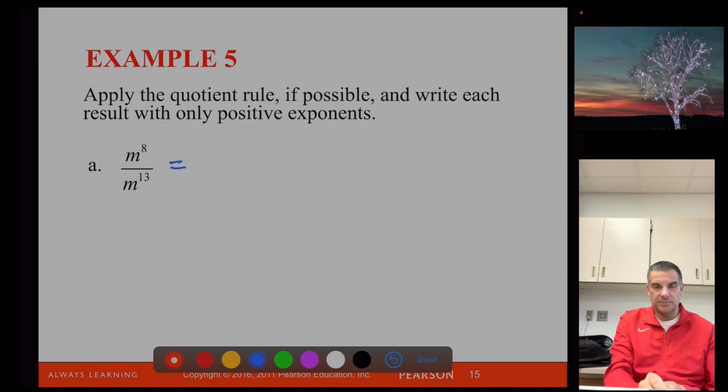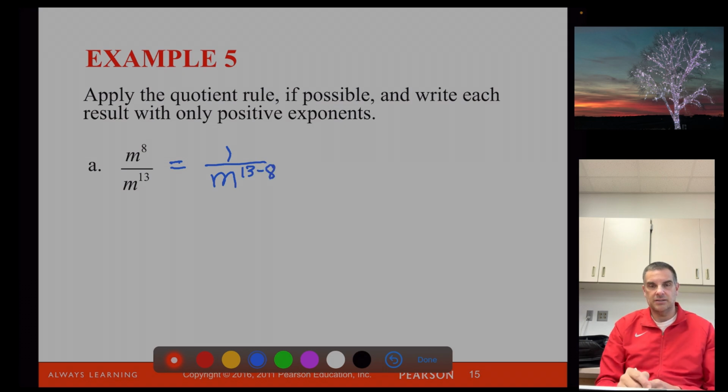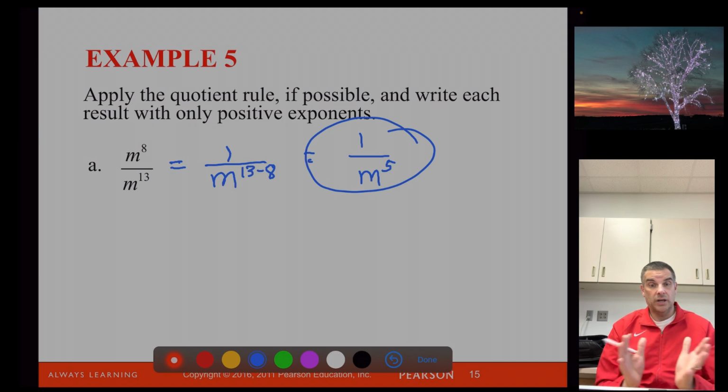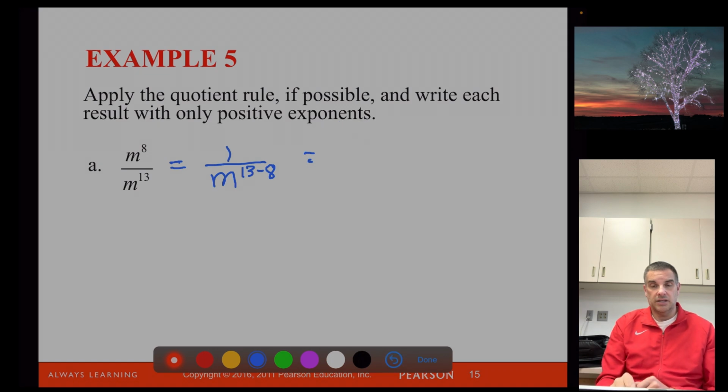So this means I'm going to make the top a 1, and this is going to be m to the 13 minus 8. Well, that's going to give me 1 over m to the fifth. There's your solution, and you're done. Don't want to have negative exponents. We only want to deal with positive exponents, and we've got a positive exponent there. Okay, so let's see how they do it, if it's any different.